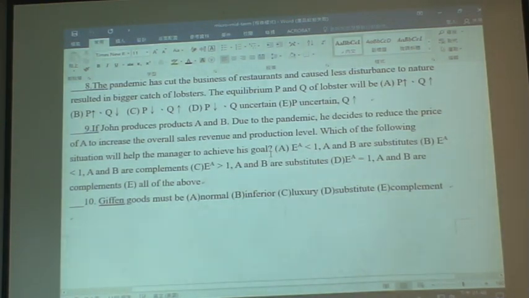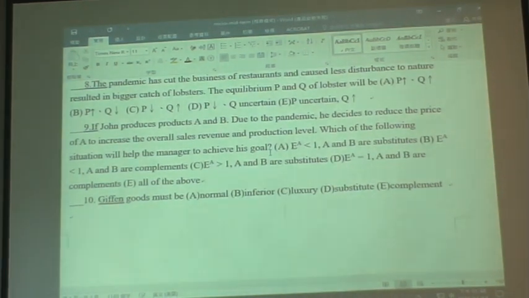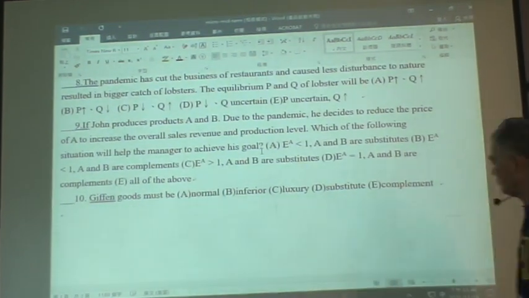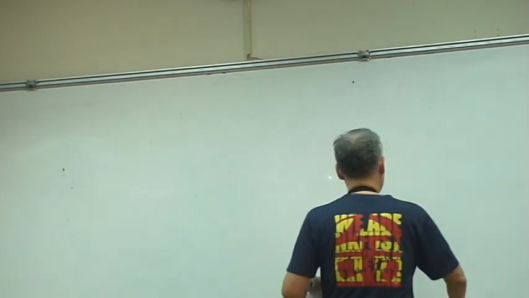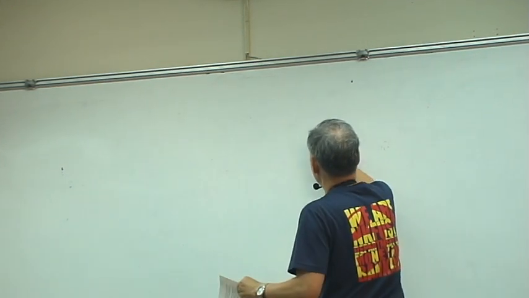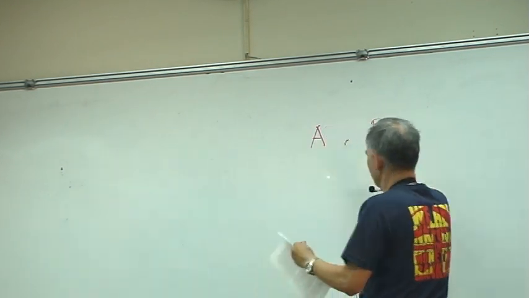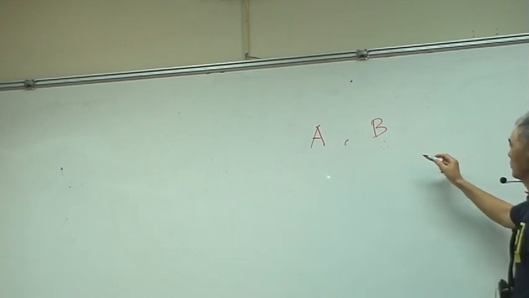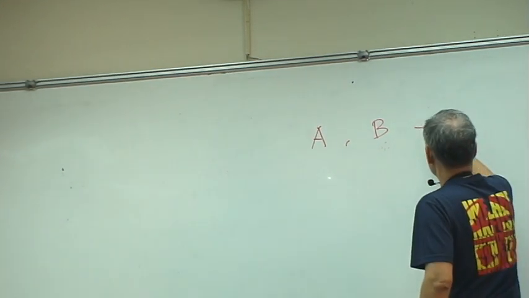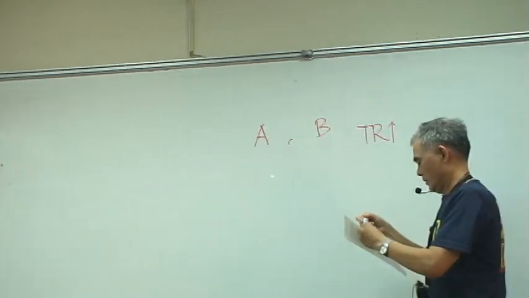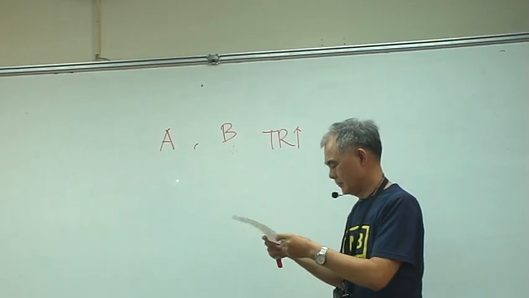D. Okay, this question is a little bit complicated, so let me do it here. So this person produced A and B, right? A and B. The goal is to increase revenue, right? So total revenue has to go up. Okay, so let's check. Question 9.